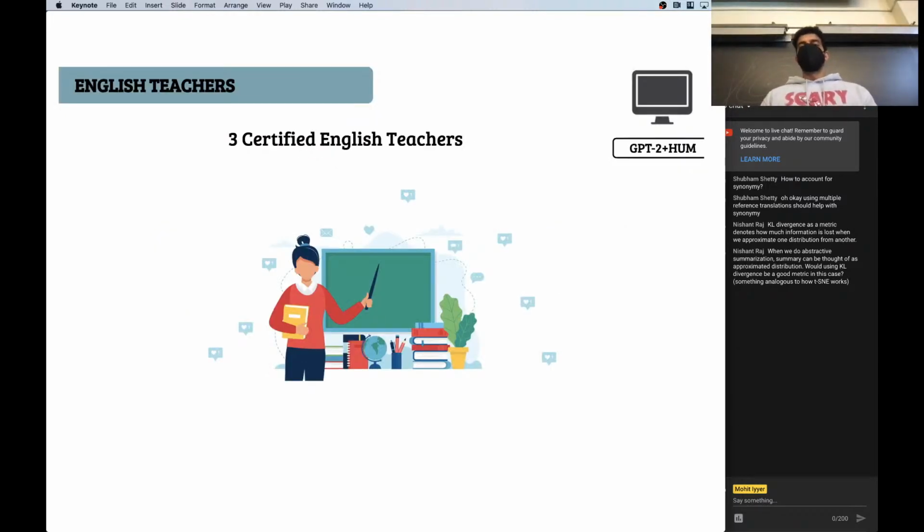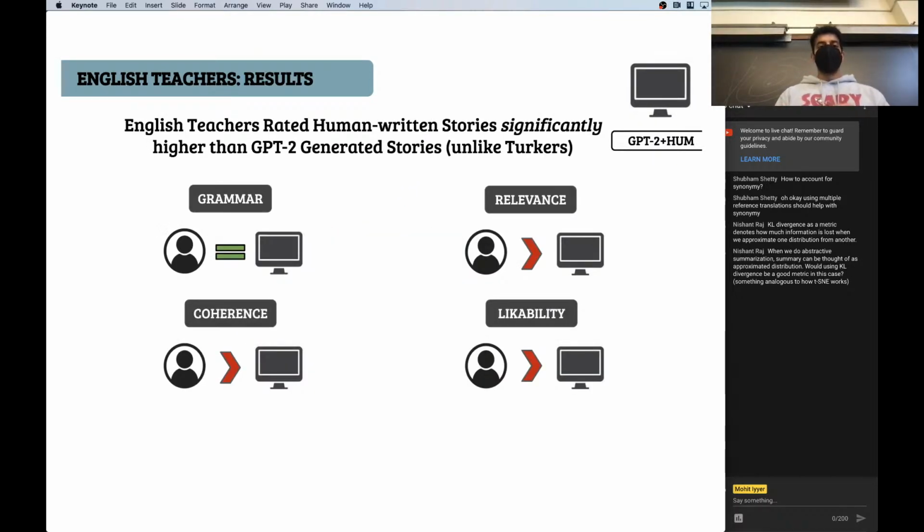So just to wrap up, we also compared the Amazon Mechanical Turker ratings to certified English teachers' ratings. So we actually got some English teachers to essentially grade these stories themselves. And they had no problem figuring out that the human-written stories were significantly better than the machine-generated stories. So of course, this is more expensive for us. And it's hard to find English teachers, right? So these are definitely obstacles preventing you from evaluating your text with experts.